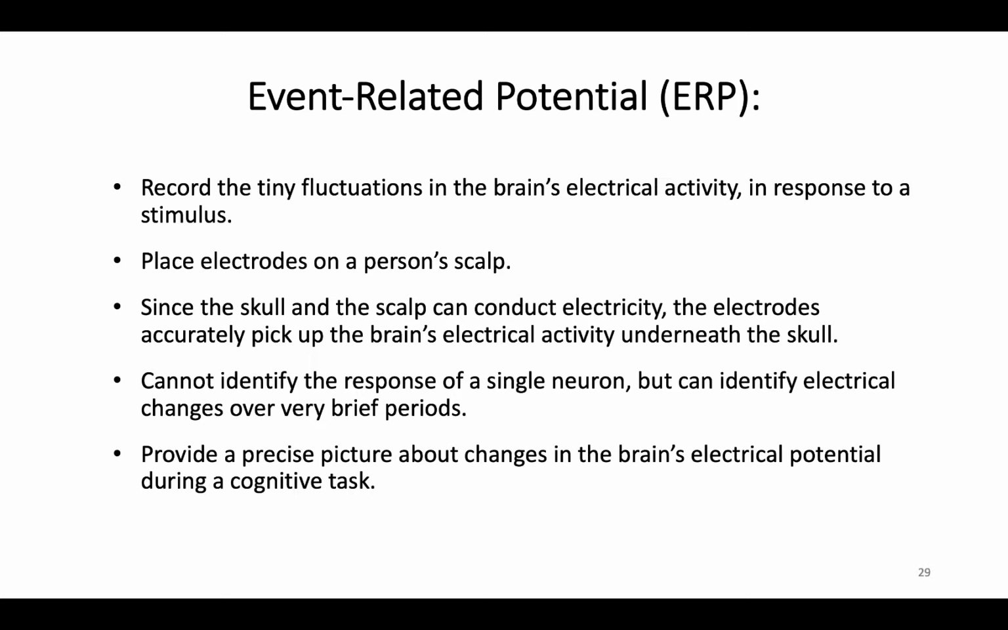ERP cannot identify the response of a single neuron, but it can identify electrical changes over a very brief period. ERP provides a precise picture of changes in the brain's electrical potential during a cognitive task. One thing that makes ERP a valuable tool for cognitive psychology is that the response consists of a number of different components, which occur at different delays after a stimulus is presented.